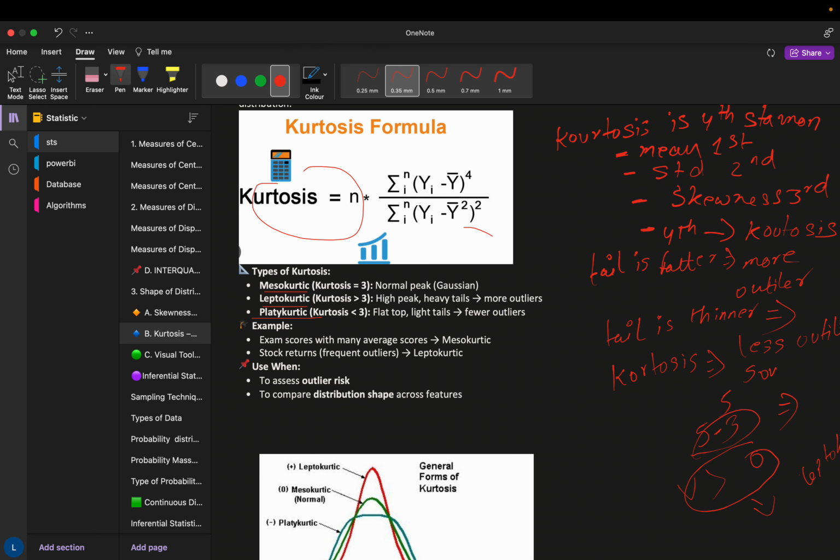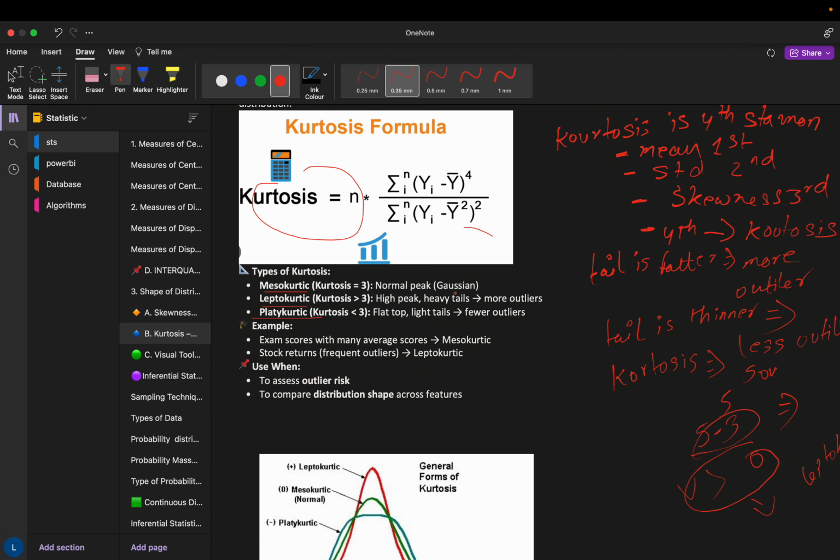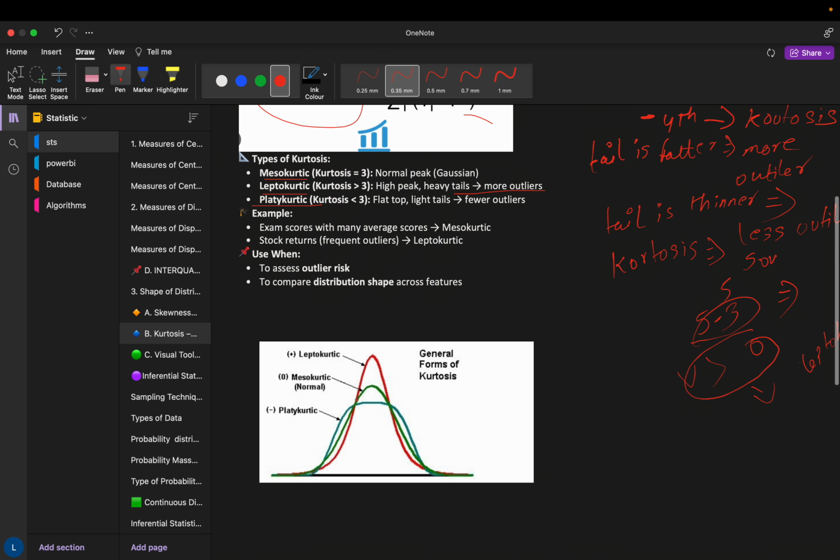Leptokurtic normally represents a high peak with a heavy tail. It normally has a heavy tail, which indicates more outliers. Even in the figure you can see that it has a heavy tail. All right, it normally represents more outliers.